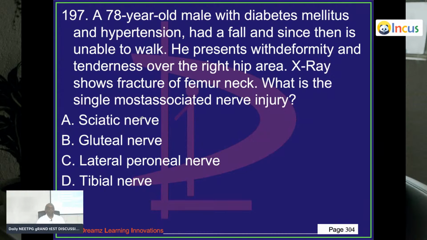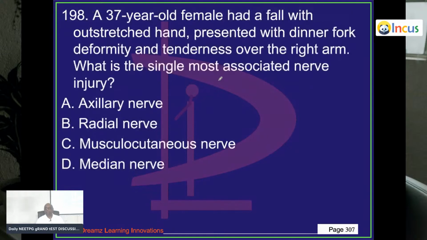78-year-old, diabetes, hypertension, had a fall, unable to walk, X-ray shows fracture of neck of femur. Then what is the most associated nerve injury in fracture neck of femur? Sciatic nerve. Abba, it is difficult when such mistakes are made. Sciatic nerve, it can occur, not very common.